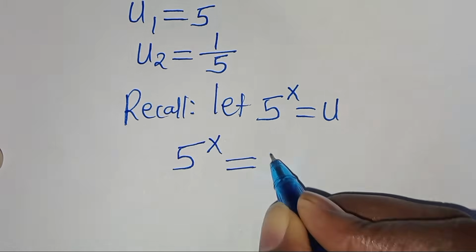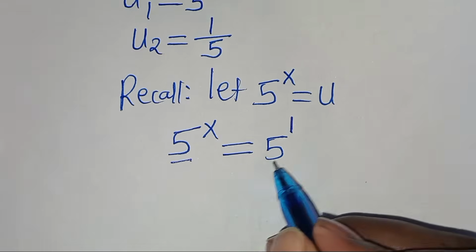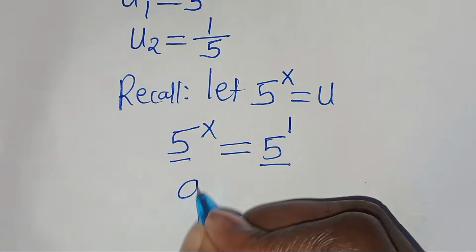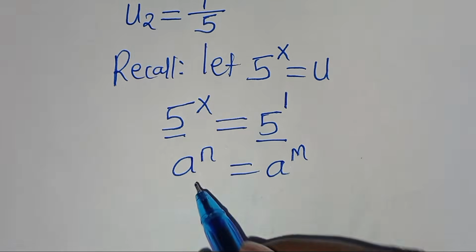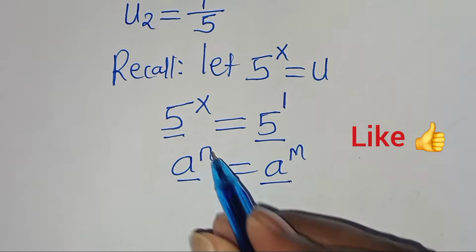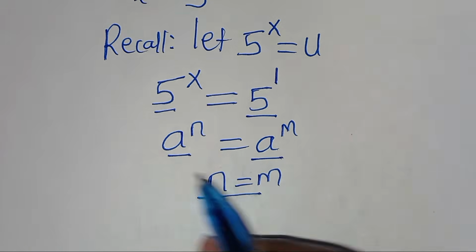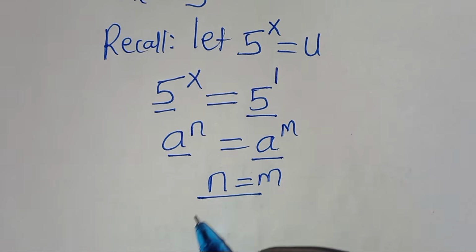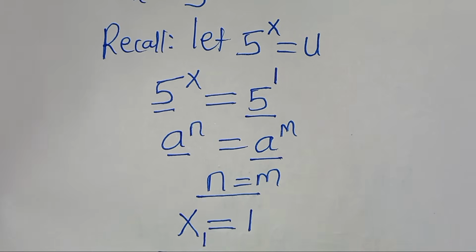This is equal to 5. So 5 is raised to the power of 1. Since the bases are common here, that is a to the power of n is equal to a to the power of m, then exponent n is equal to m. So applying this property, then x is equal to 1. That is x1 is equal to 1.